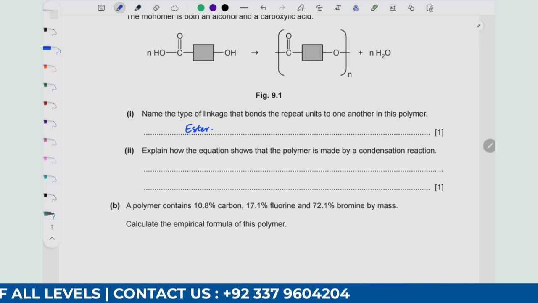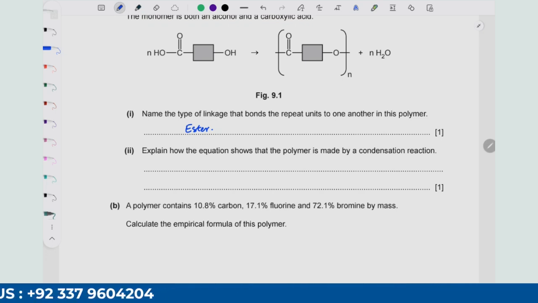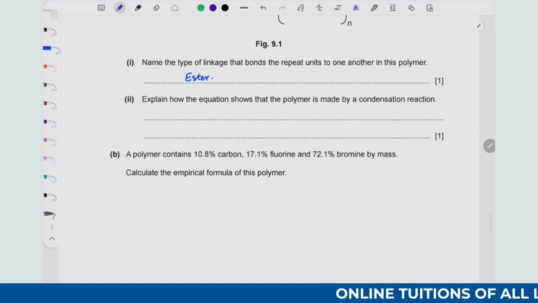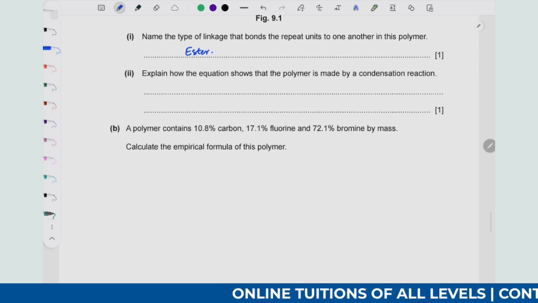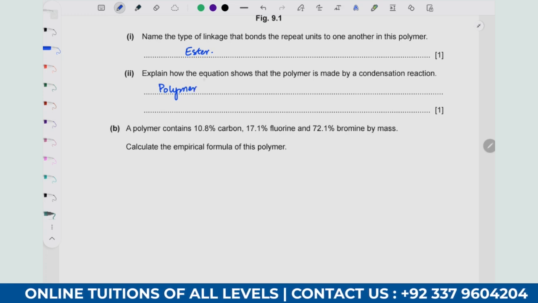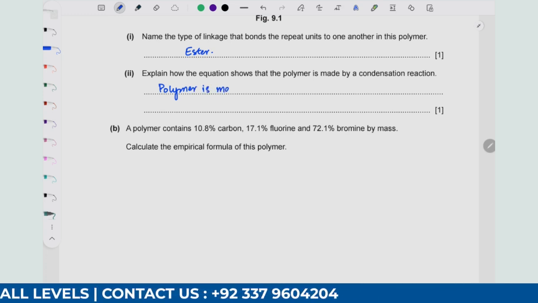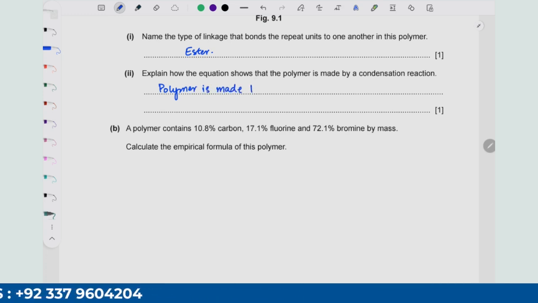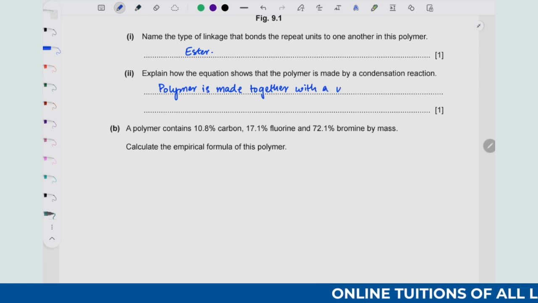Explain how the equation shows that the polymer is made by a condensation reaction. So we can see a water molecule is released. So that is the identification of a condensation reaction. So we say that the polymer is made together with a water molecule.